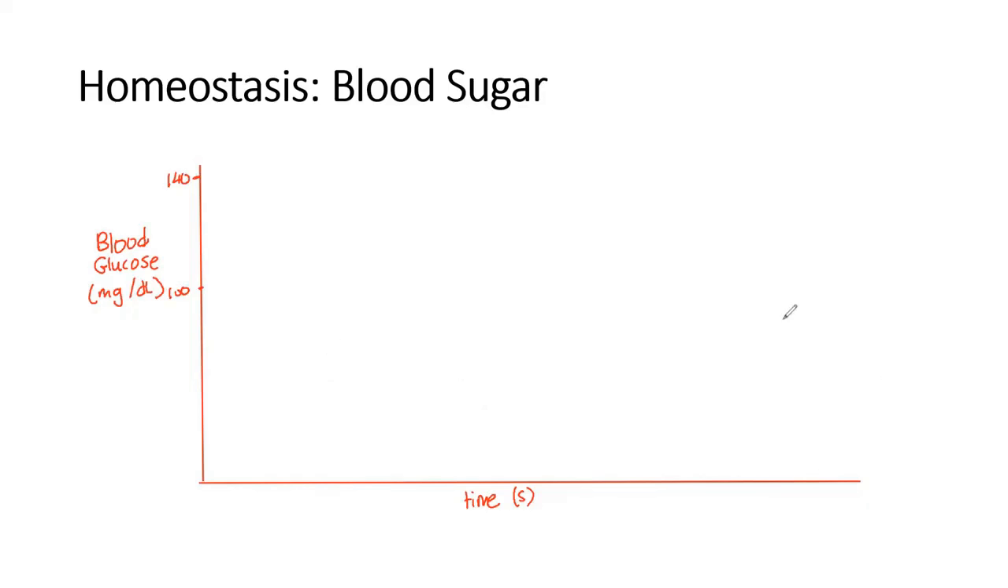So let's say we're starting off, we just had a meal. And so we start off with blood glucose at 100. And then after that meal, it's going to spike. And then over time, it's going to slowly return back to 100. Okay.